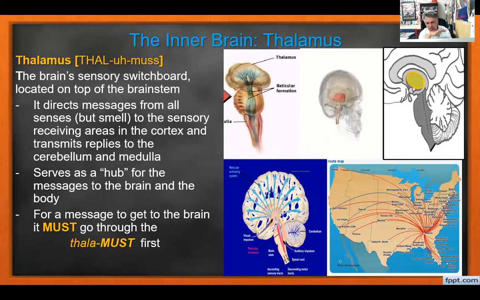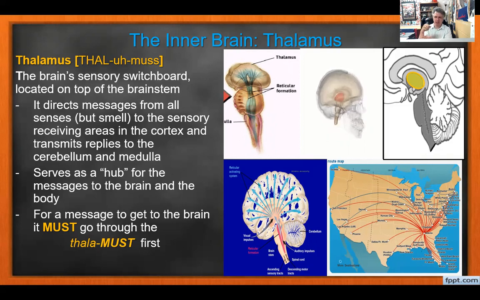And this is the hub that sends all messages from all of our senses to the proper part of the brain. Or when it's leaving the brain, the efferent neurons, which are exiting the brain, will then be sent out to the body. So all of our senses, with the exception of smell, I don't know why smell doesn't, but all of our other senses, they have to go through the thalamus. You must go through the thalamus first. All right, if that makes sense.